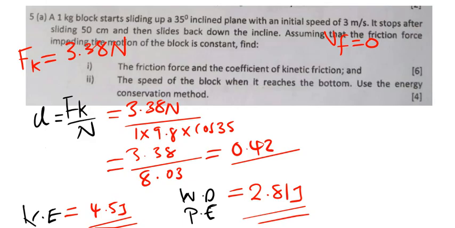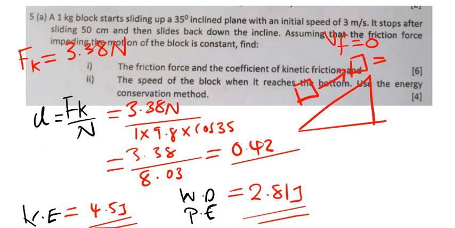Let me just explain it again. The object has gone up, and when it reaches here the speed will be 0. Now it wants to start coming back. Initially, what energy does it have on top? It has mgh, because there is height that has been gained.